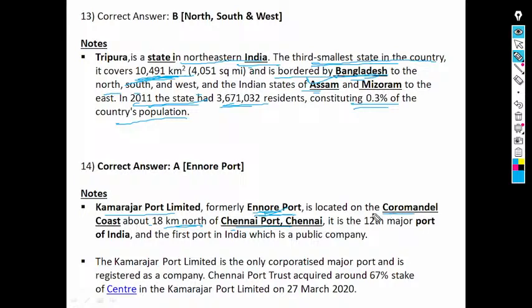So it is located on the Coromandel coast of Chennai port.